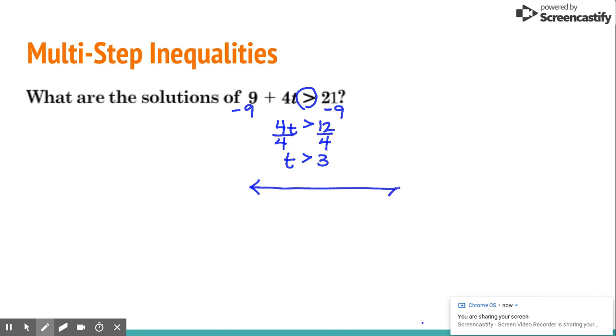Express this solution on a number line. T is greater than, so it's an open circle, and it points in the direction of the shading. So the shading goes this way.